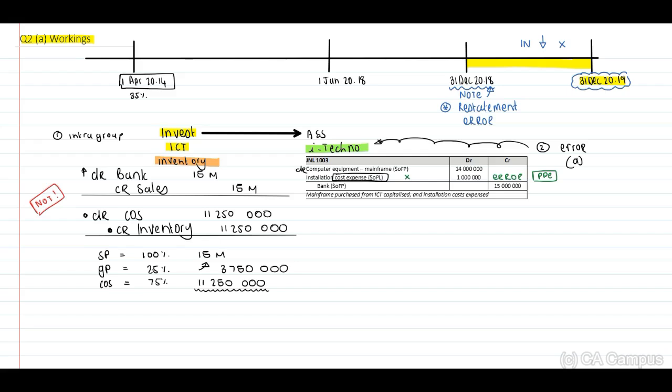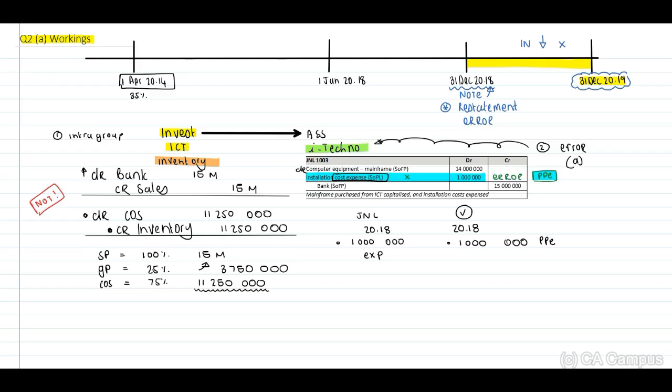If we look at this, they indicate to us that they have recognized the installation costs as an expense, but we say that this should be recognized as PPE. Therefore, when we look at what they have journaled, they've journaled the 1 million to be an expense. You with me on this? Remember, this relates to 2018. Okay. Therefore, for 2018, what they should have done, the correct recognition, was to capitalize this 1 million to our PPE. You with me on this?